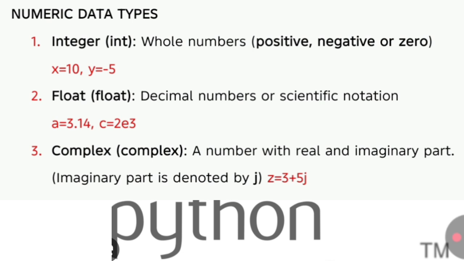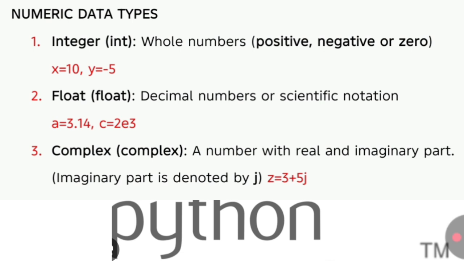What about float variables? Float is a Python data type which is used to store decimal numbers, or numbers written in scientific notation. For example, A is assigned 3.14, and C is assigned 2 power 3, which is a number in decimal notation.